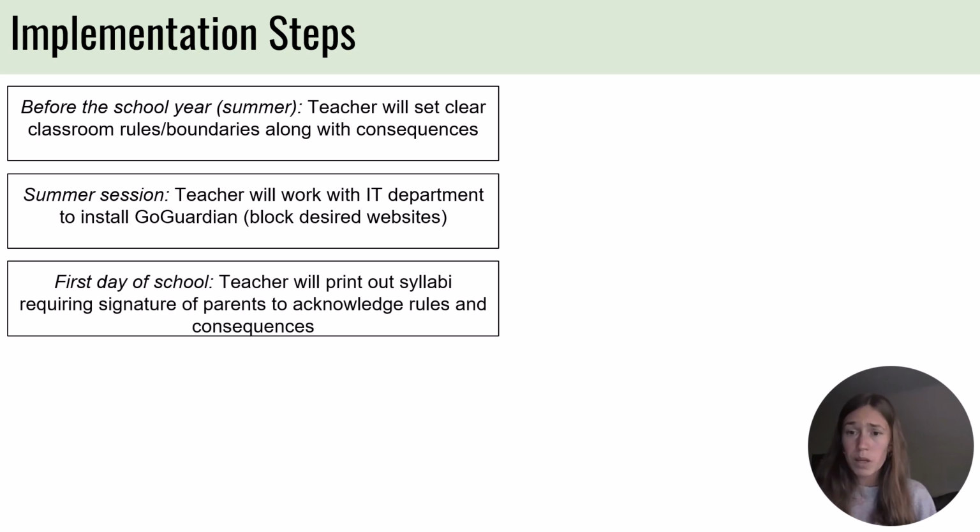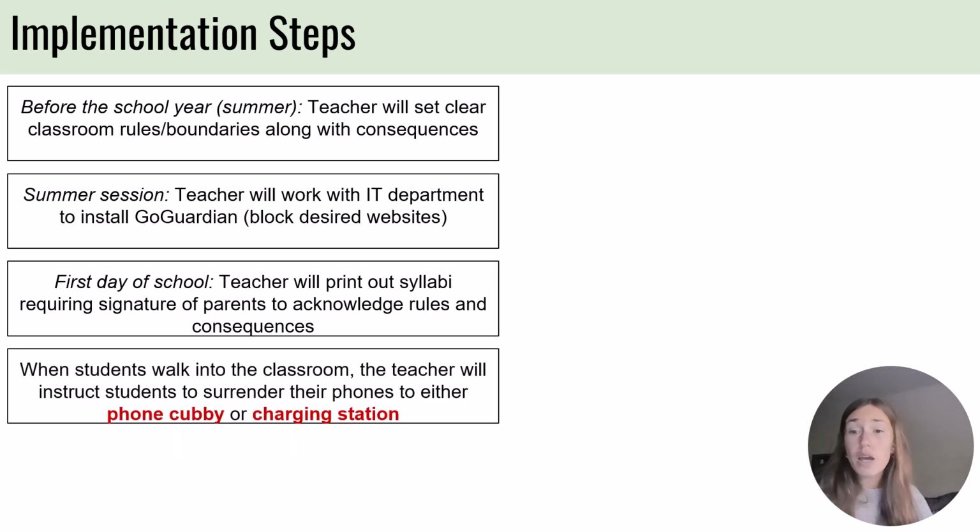First day of school, print out a syllabus with all of those rules and boundaries and have the parents sign it. That way, students and the parents will know, okay, if my child is caught doing X, Y, or Z, they will receive this punishment, whether it be a detention or an out-of-school suspension, whatever it may be, depending on the severity and how frequent it is.